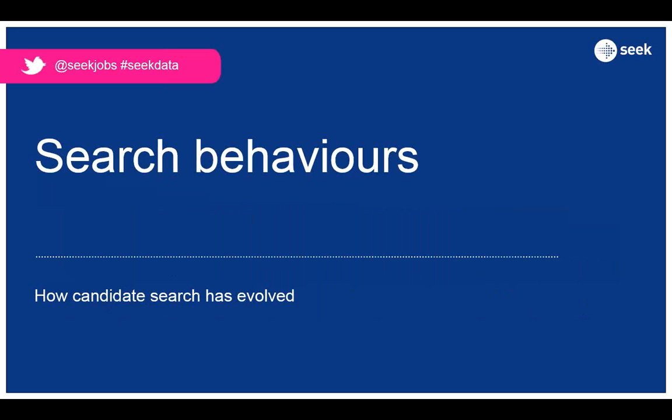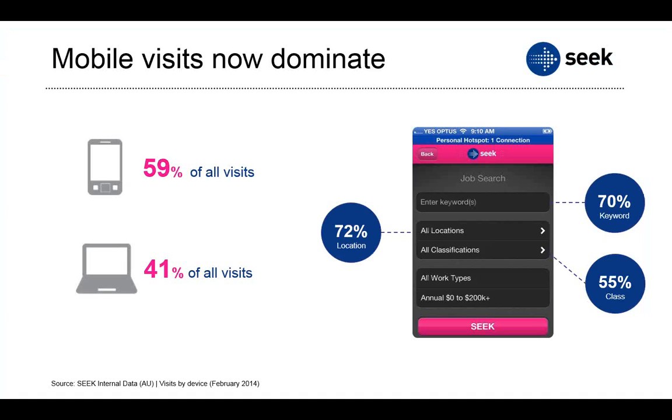In terms of what candidates are actually doing when they come to the Seek website, I think the biggest ground shaker in the last 5 years has been the shift towards mobile. So 5 years ago, less than 2% of all of our traffic was via a mobile device. Today, it's more than 59%. So experiencing your own ads is a really neat step.